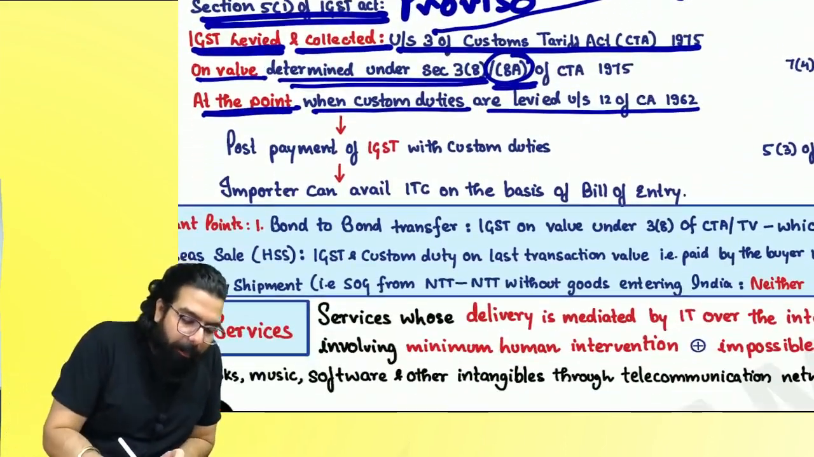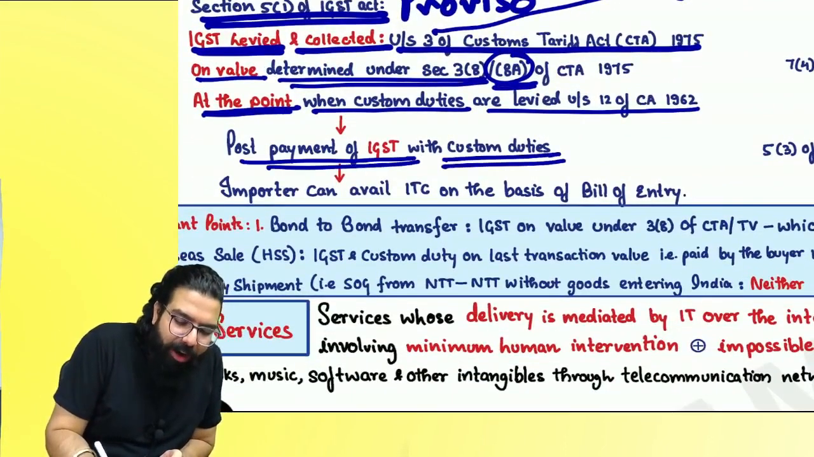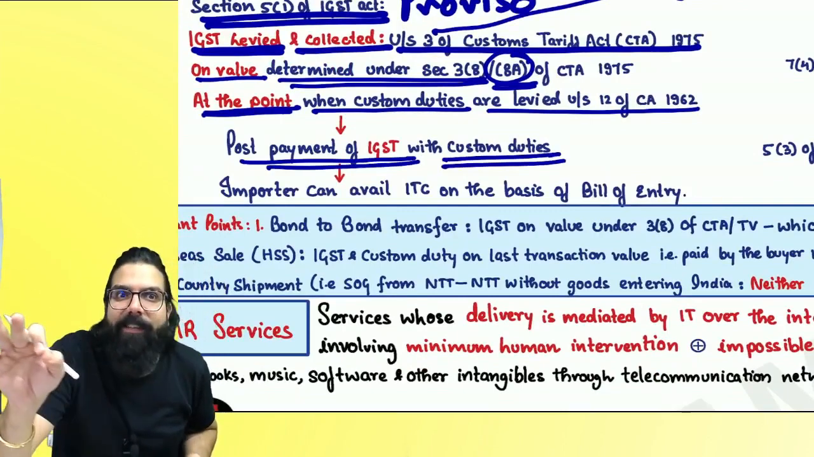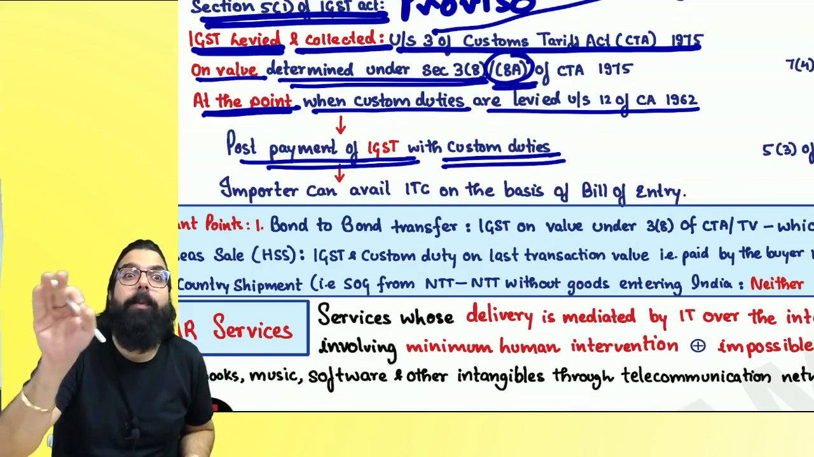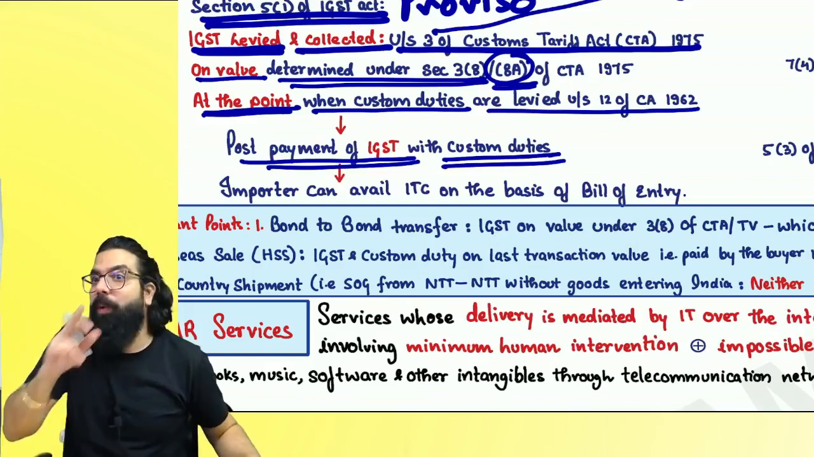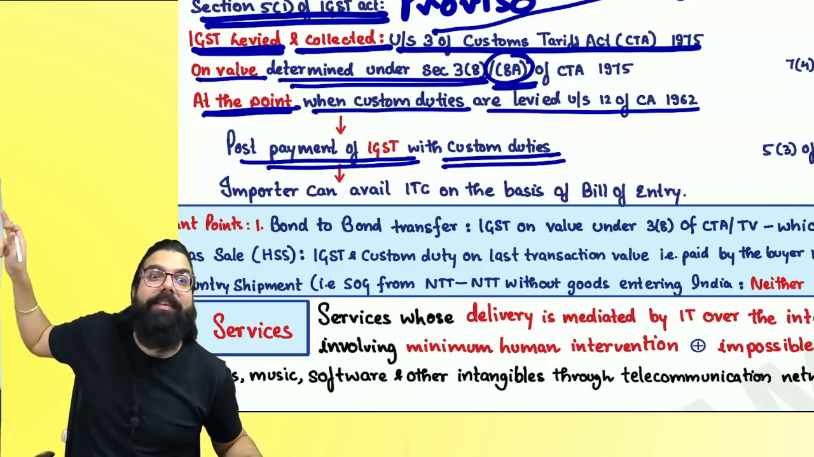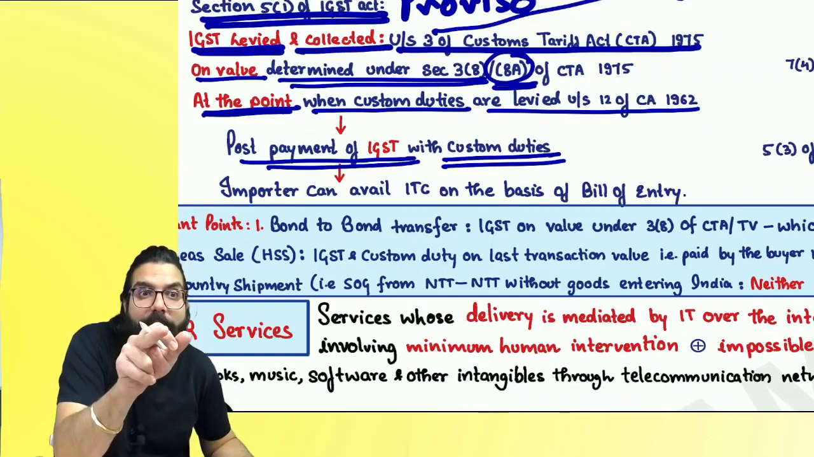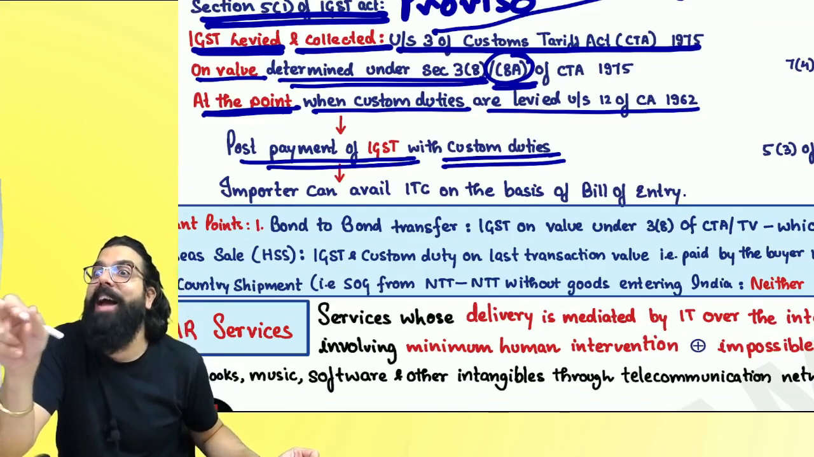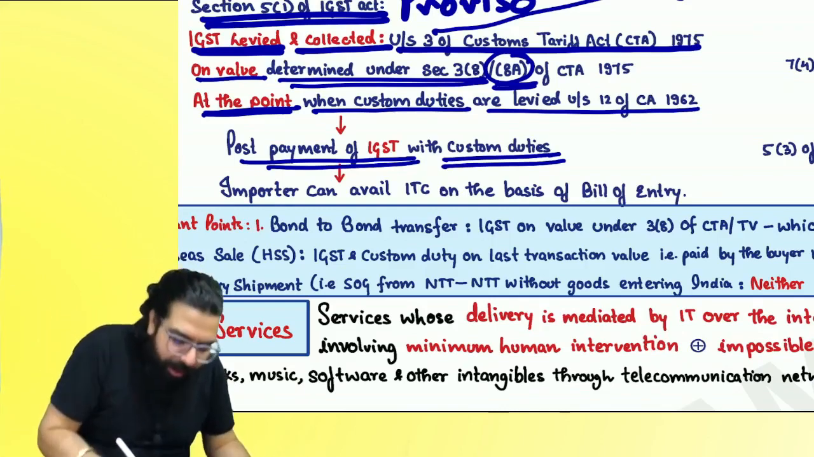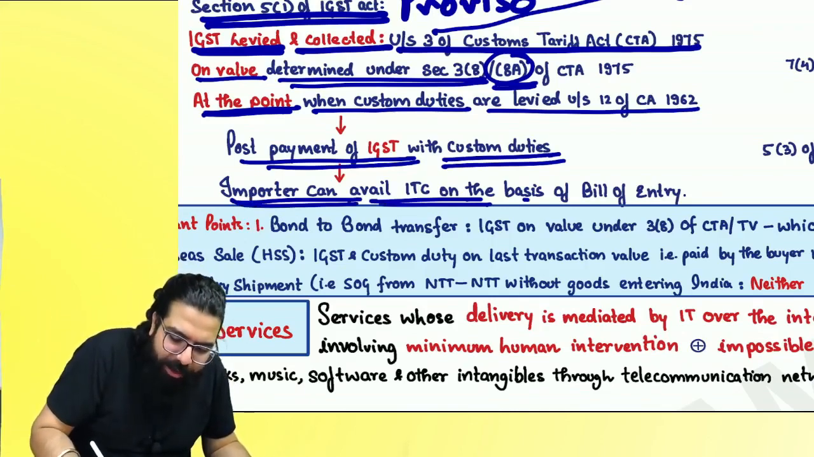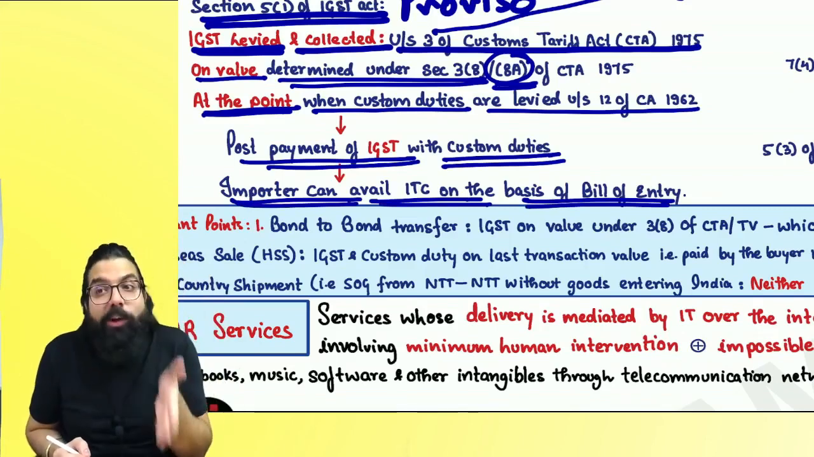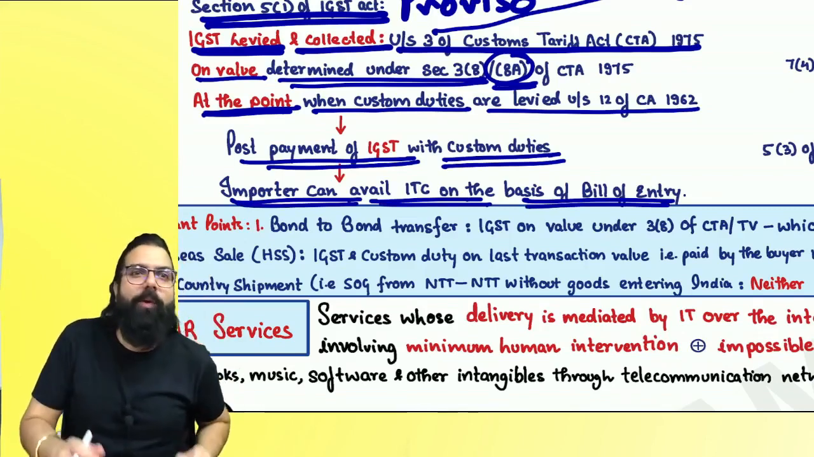Next, post payment of IGST along with the custom duties, based on the bill of entry you can take the input tax credit. Which bill of entry? The one you file for home consumption under section 46. In that bill of entry, you pay the IGST. If you have the bill of entry, you can take the ITC. The importer can avail the ITC on the basis of the bill of entry. Is my point clear to all? This thing you already know. Can I go ahead, everyone?